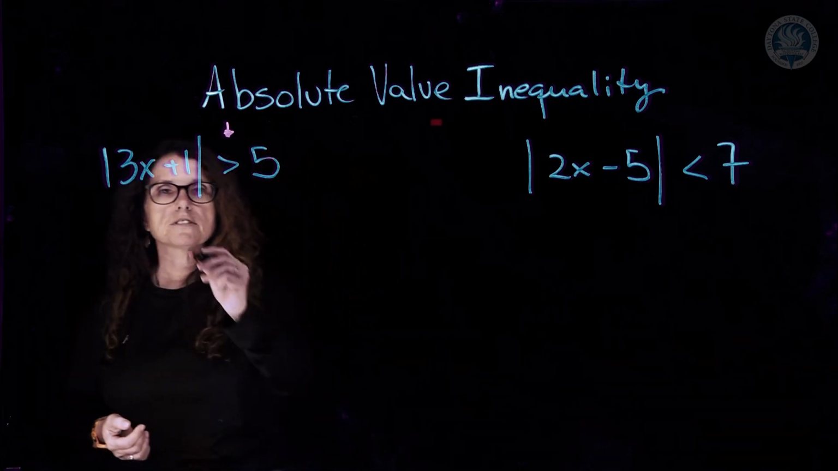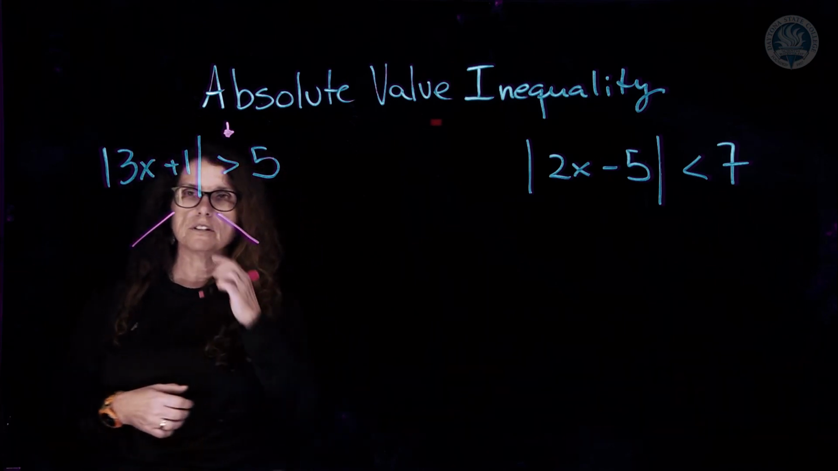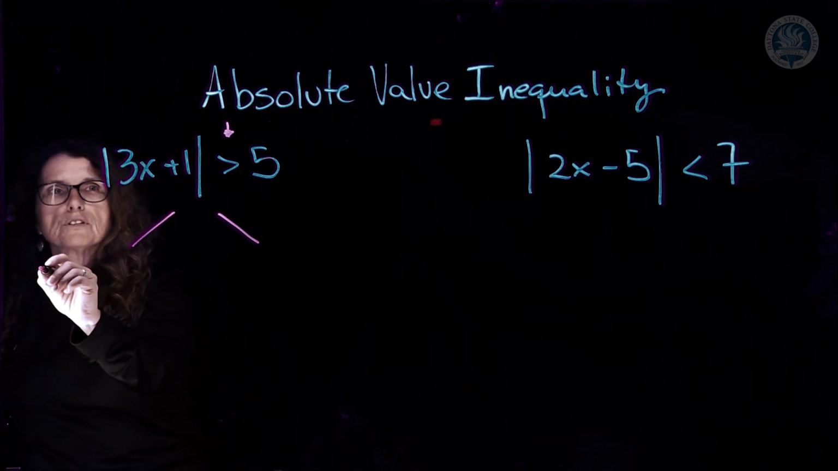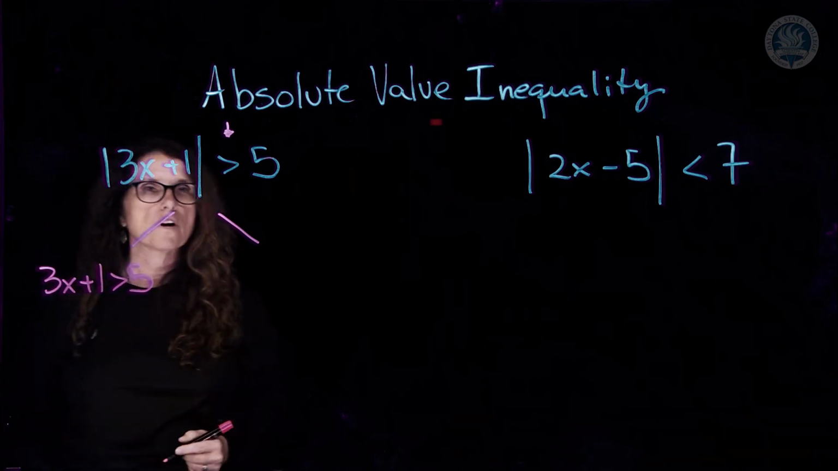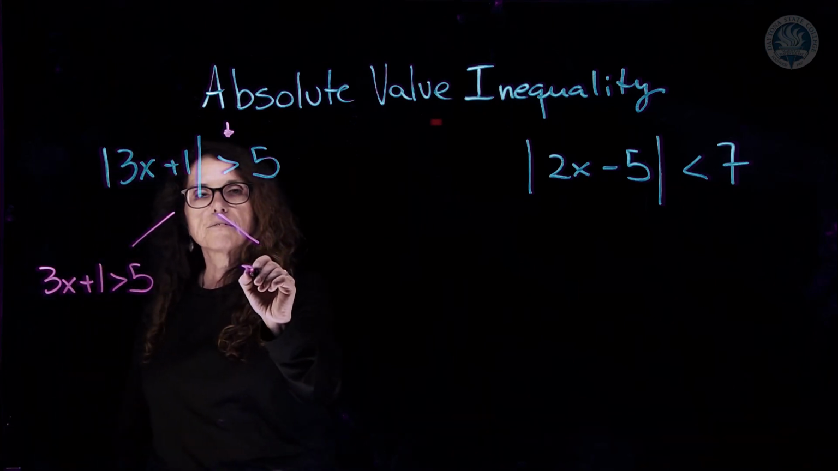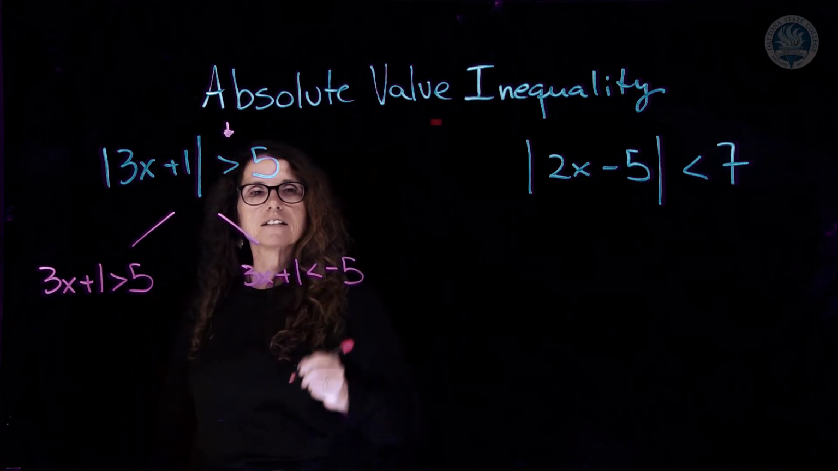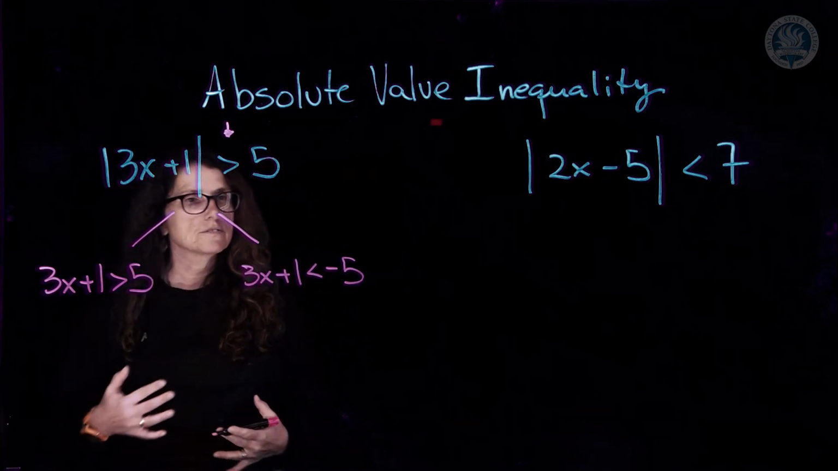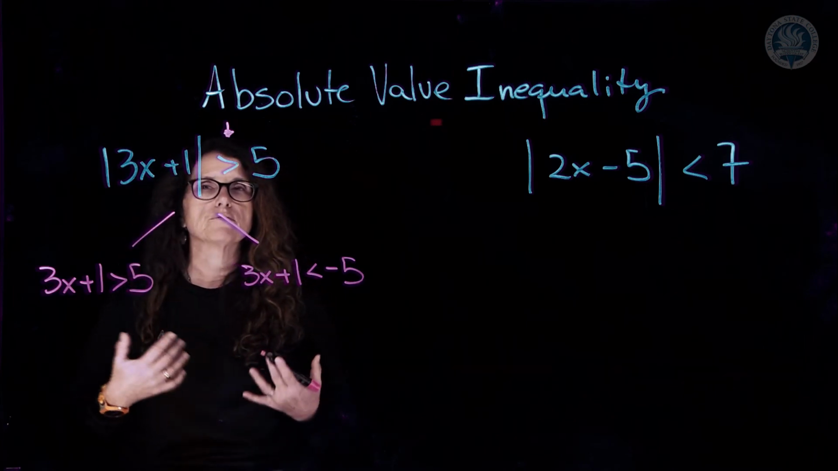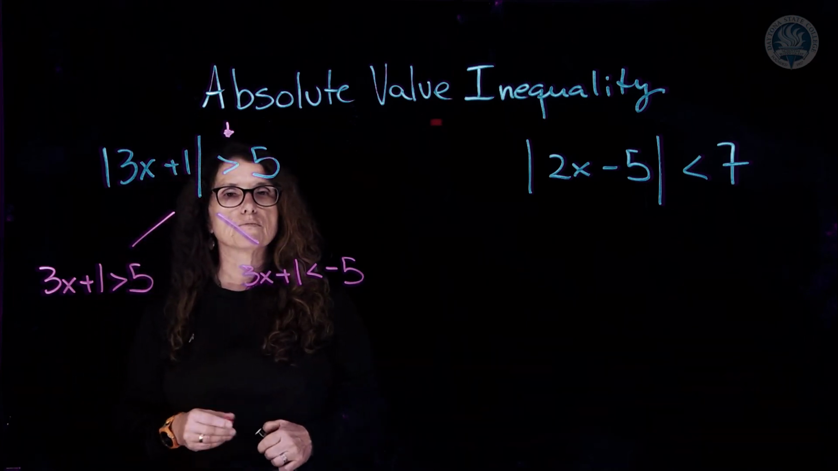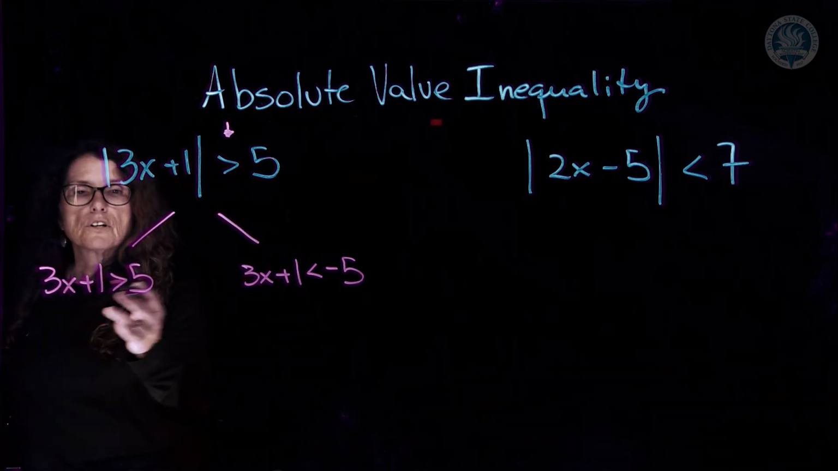Similar to equations, we have to rewrite this problem into two inequalities. The first one would be 3x plus 1 is greater than 5. And the second equation is 3x plus 1 is less than negative 5. Absolute values, we can have two answers, one positive, one negative. However, when we take it out of the absolute value bars, it will be positive, and hopefully we have the right answer. So let's take a look here.